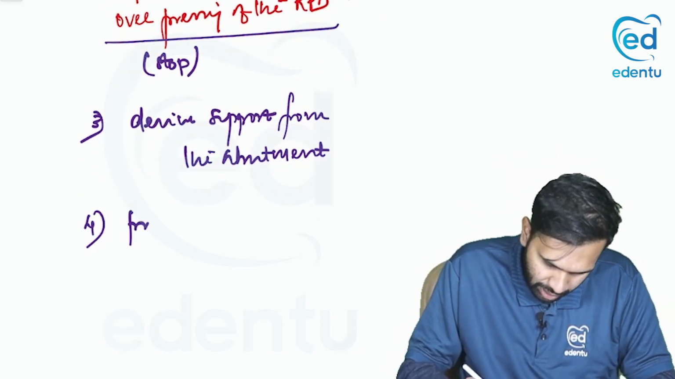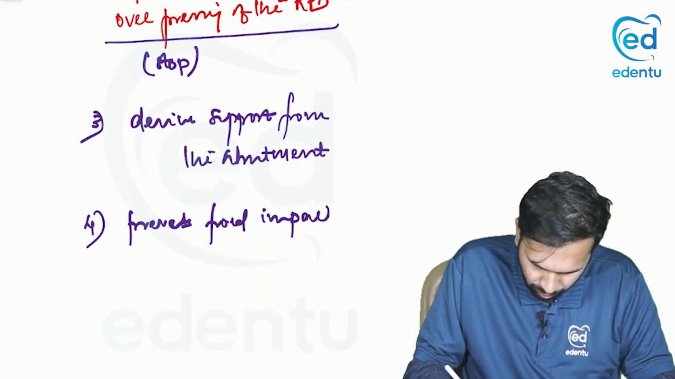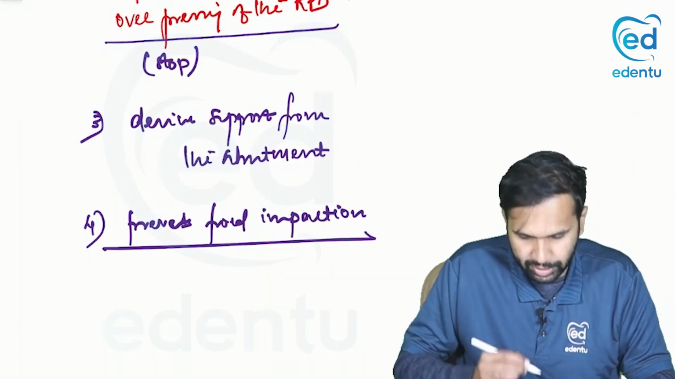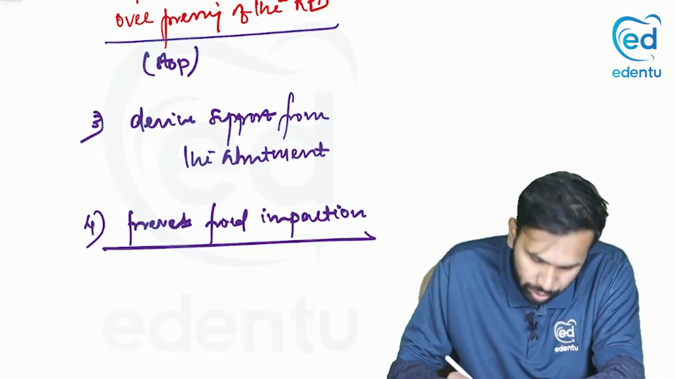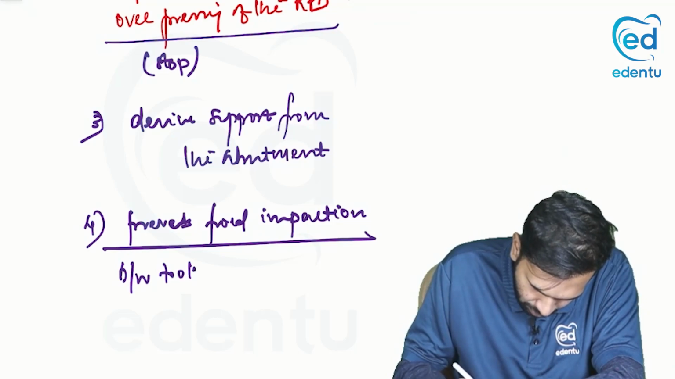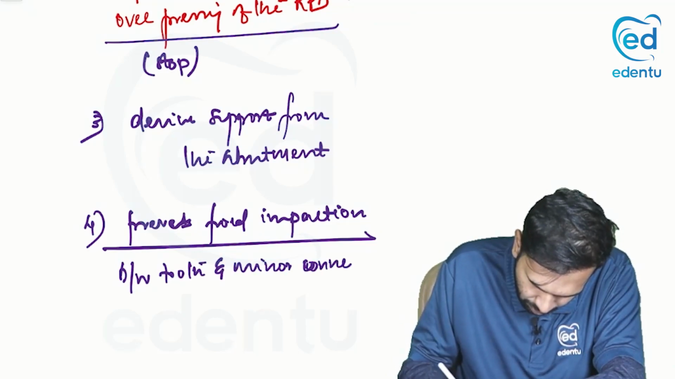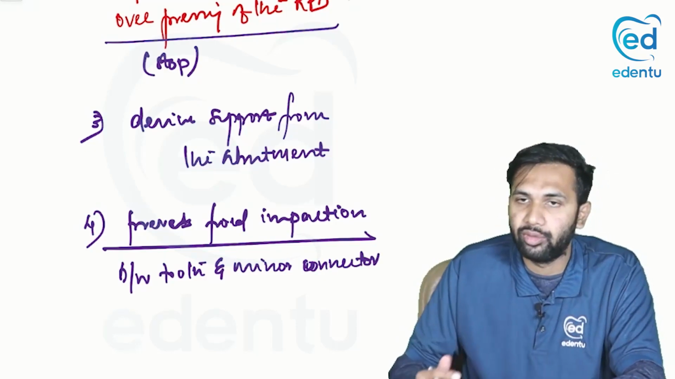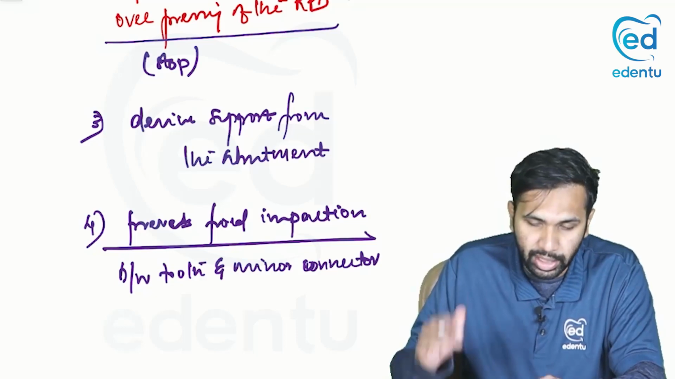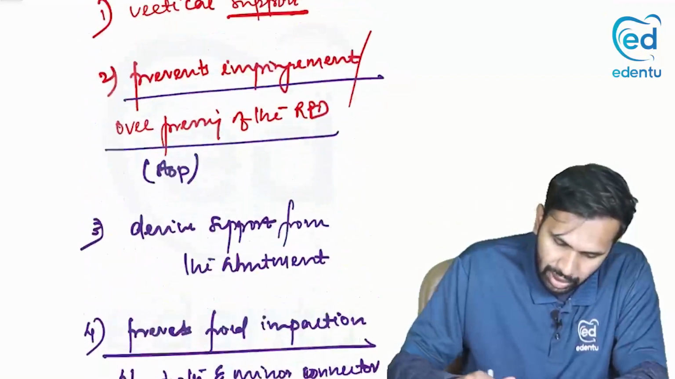And third, it prevents food impaction. That is the requirement of a rest. There should not be any food impaction between the tooth and the minor connector. It should be designed in such a way so as to avoid food impaction between the tooth and the minor connector, else it will lead to caries and failure of the RPD. Mainly, it provides support.